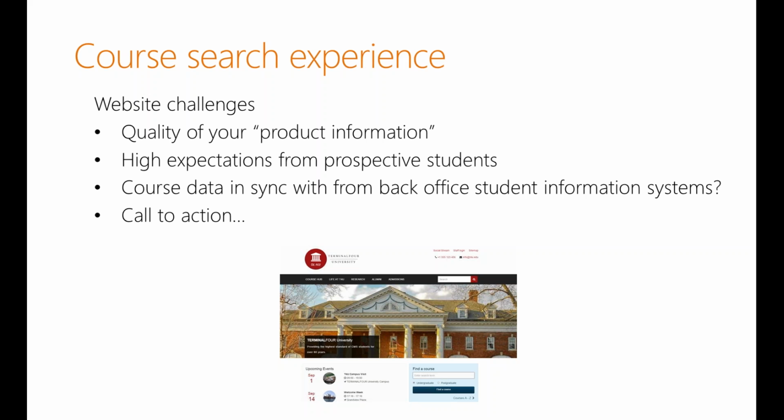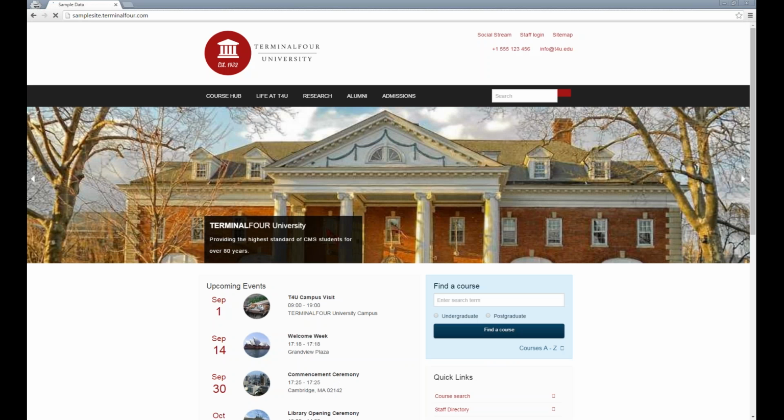So from that point of view, we've got a sample site that you can actually look at in your own time, and the web address, just when it loads up there, is samplesite.terminalfour.com. I'm going to quickly show you some very practical things that you can do to improve the experience. The first one, in this example, you can see the lovely picture of our fictitious university. One of the things that we're seeing has a very positive impact is bringing the find a course or the course search facility much higher up in the information architecture.